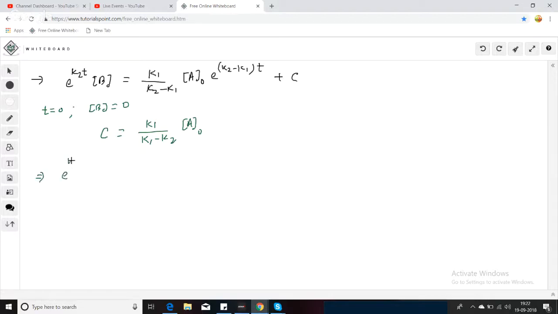e to the power K2T concentration of B is equal to K1 by K2 minus K1 concentration of A naught e to the power K2 minus K1 concentration of T plus K1 by K1 minus K2 concentration of A naught.